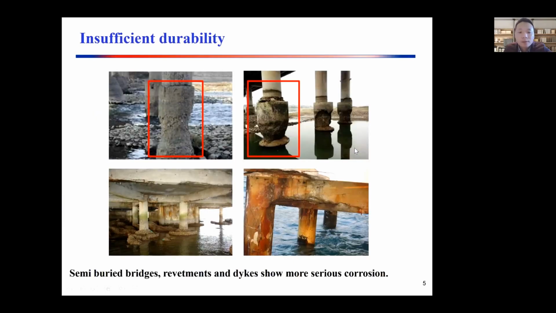Many researchers found that the semi-immersed bridge revetment shows more serious corrosion, especially at the draining part. So it's very important to study the deterioration of cement-based materials partially immersed in sulfate.